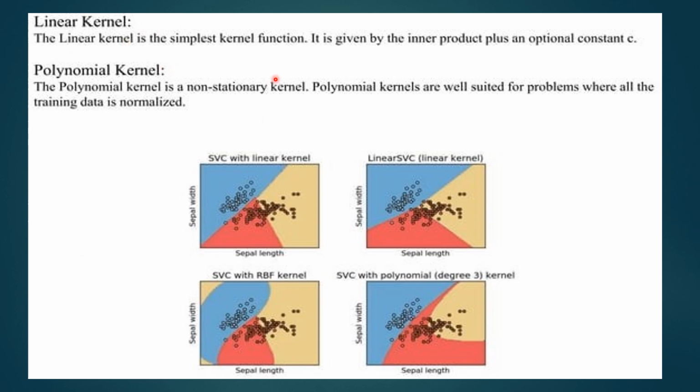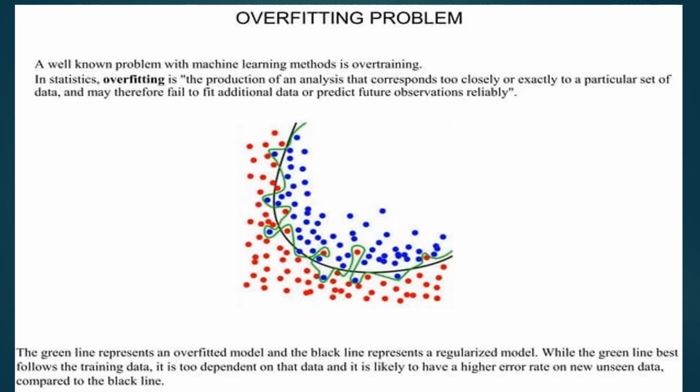So these are the different kernels. Linear kernel: the linear kernel is the simplest kernel function. It is given by the inner product plus an optional constant c. So, linear SVM with a linear kernel, then separation with the RBF kernel, and SVM with polynomial degree 3. So these are the 3 degrees, where the kernel is represented in this row. These are the types of kernel we use.